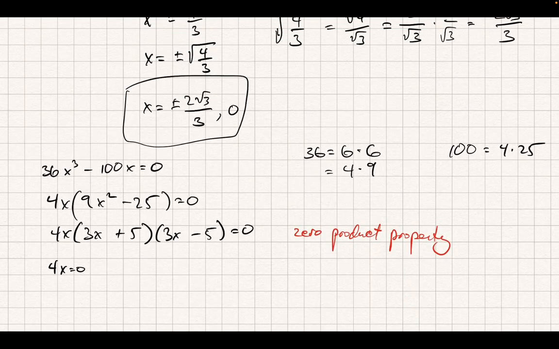3x plus 5 equals 0. Wait, we're not there yet. 3x minus 5 equals 0. Patrick solved the first one: divide both sides by 4, x equals 0.